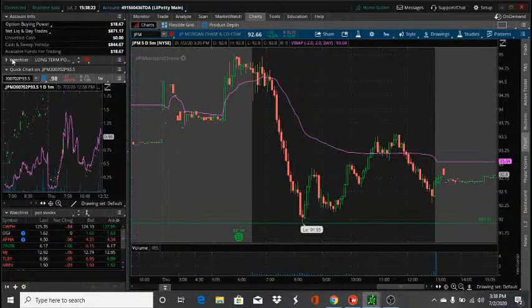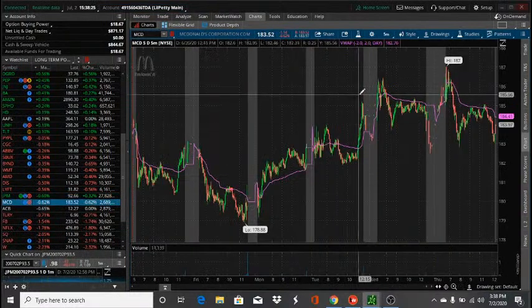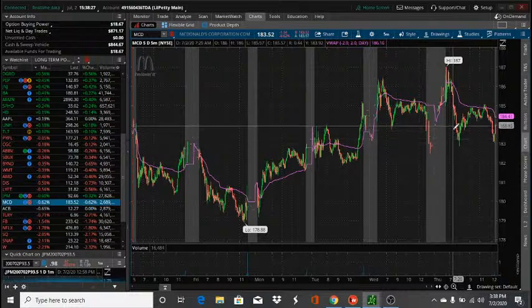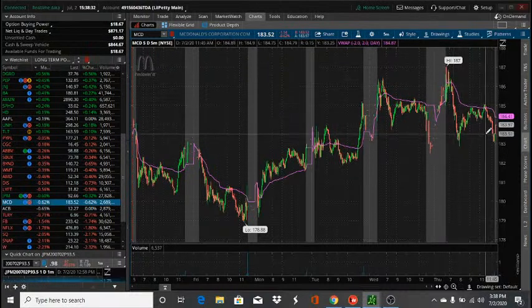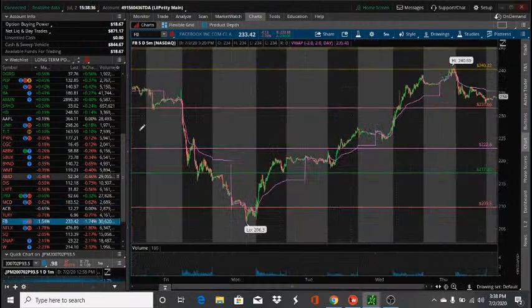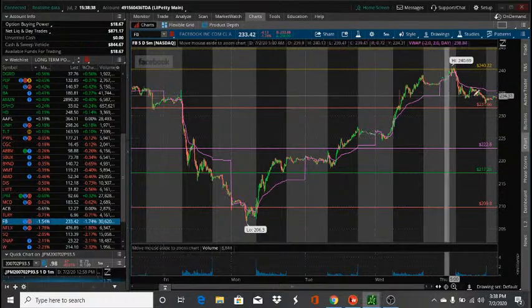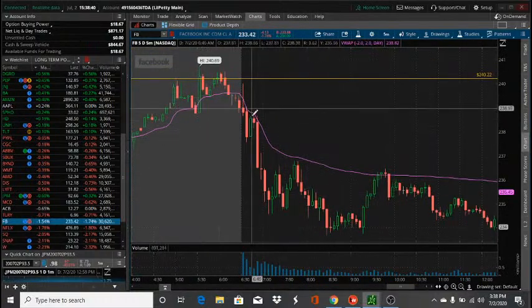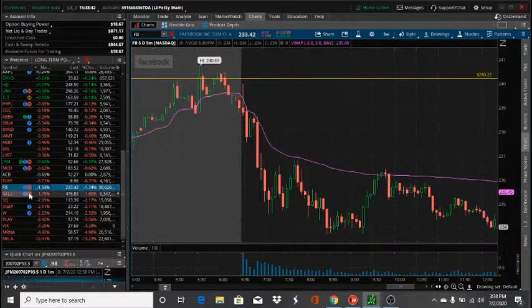So JPM, let's go back to the long term. McDonald's is good. That probably did 1,000% today too. Yeah, no doubt about it. Especially right at the end of the day. Not gonna look into that. Facebook stock, we played this today. Talked about that earlier. Played the VWAP, bounced down, looking good.